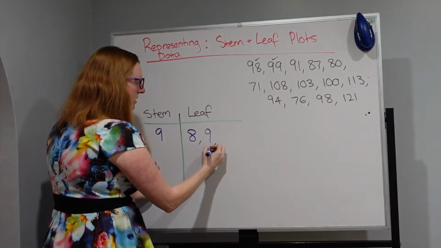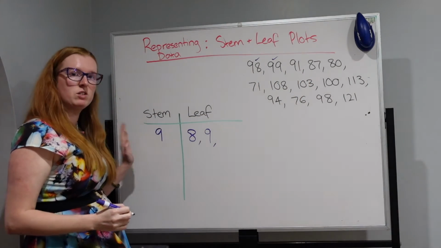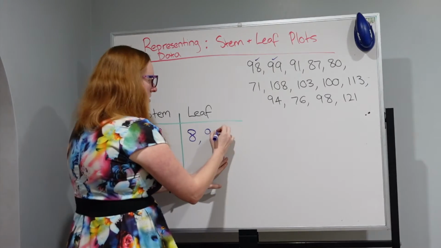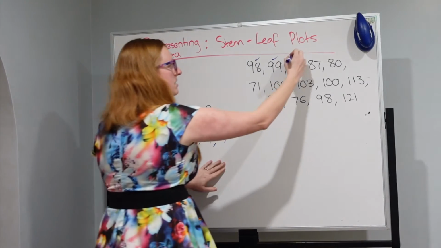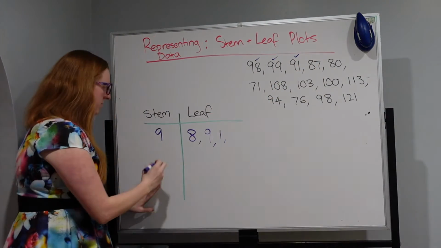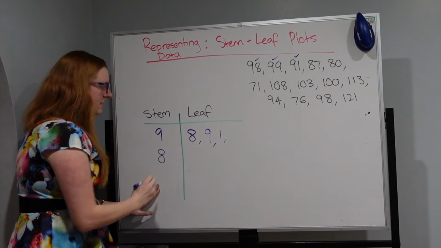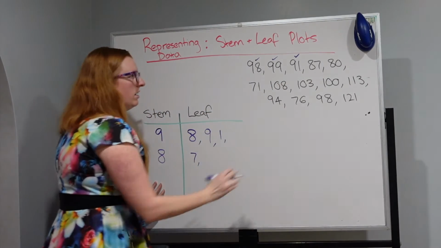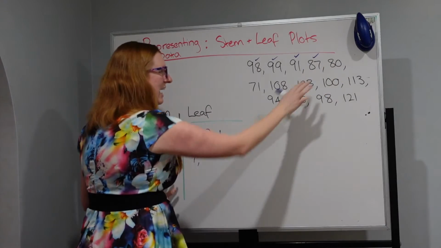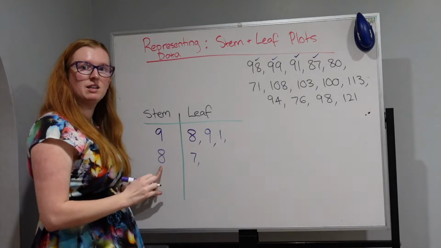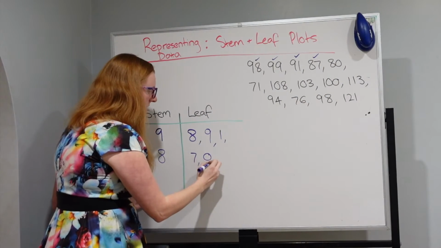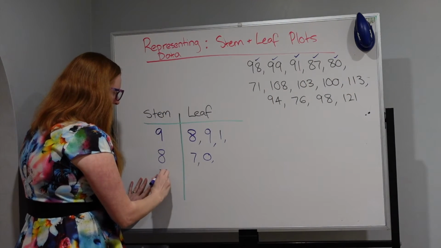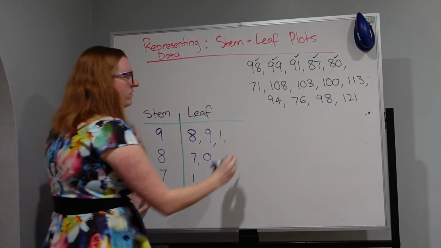Now I've got 91. So I've already got a 9 in the stem. I don't have to put it again in the stem, but I do have to put it again in the leaf. So 1, so that's done. Now I've got 87. So I'm going to put my 8 in the stem and a 7 in the leaf. Okay, that one's done. And then I've got an 80. So I've got an 8 in the stem and I need a 0 in the leaf. Then I've got 71. So I need a 7 in the stem and a 1 in the leaf.